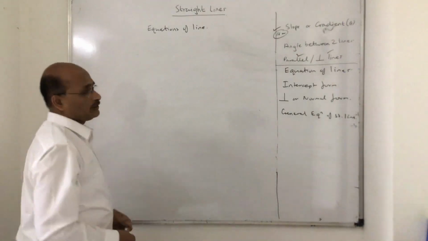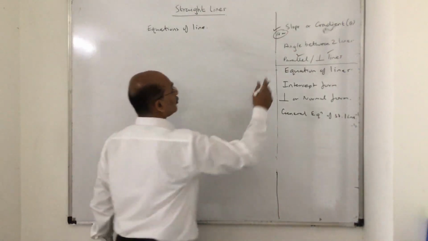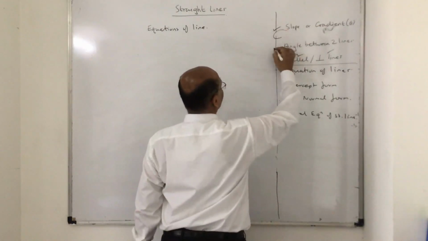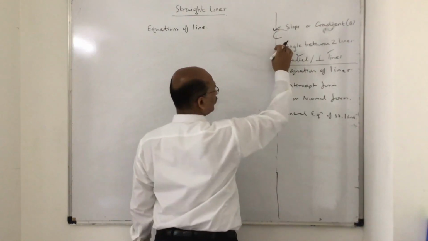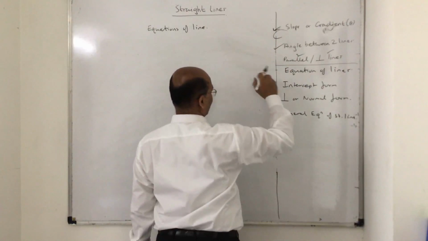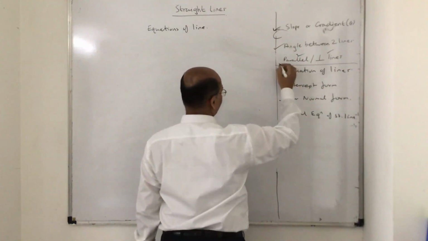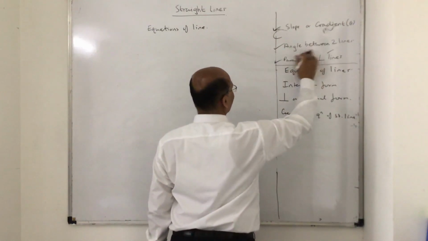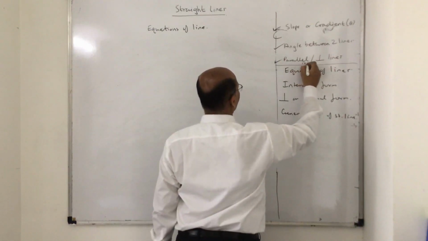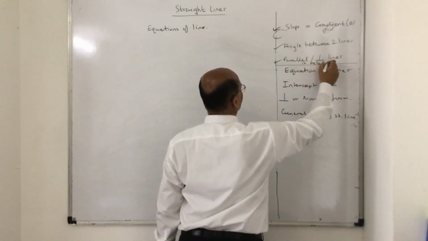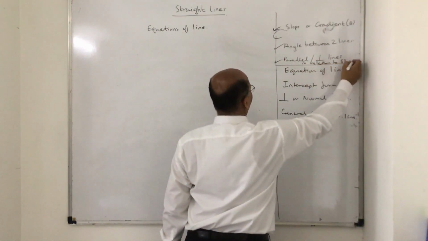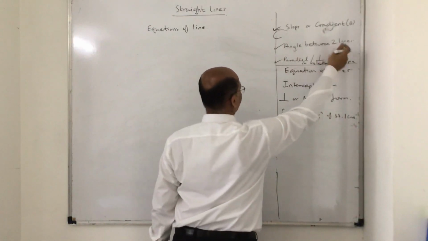So I hope, children, we are finished with the equation of a line. Then we are finished with the angle between the lines. We will do some more sums on this when we come to those parts again in general equation of straight line. Now, parallel and perpendicular lines in relation to slope. That is, slopes are equal and slope product is minus 1.